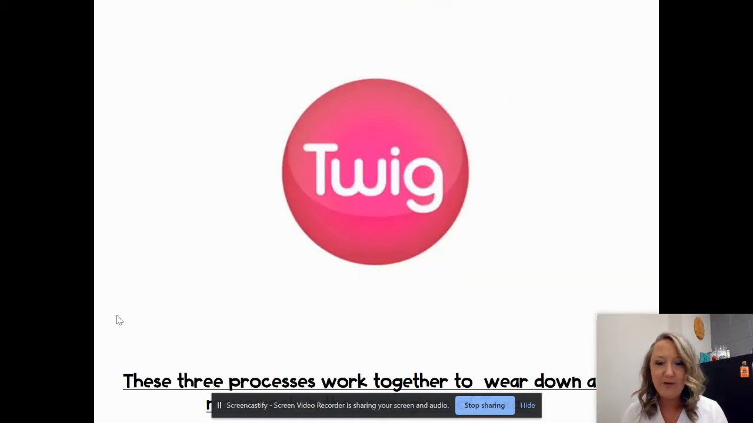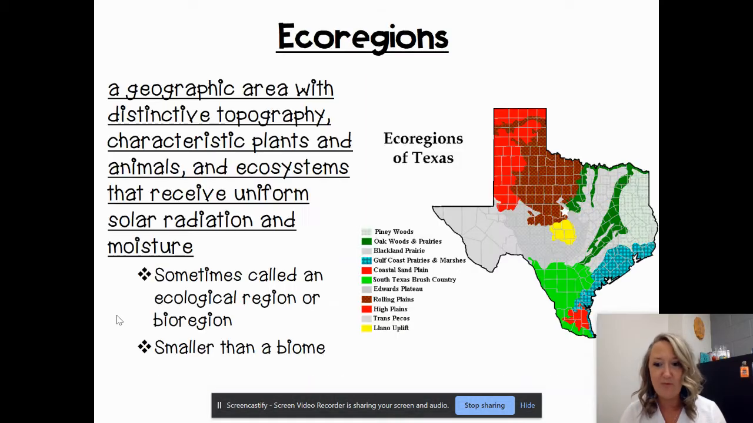So you got to see some really great examples of weathering in that video, right, of some large spaces that have been weathered. Let's look at those ecoregions for just a second. On your notes, if you were able to print them out, you see that there's a diagram of Texas, and then there's all of these kind of crazy shaped areas. They're not counties, but they are the ecoregions of Texas.